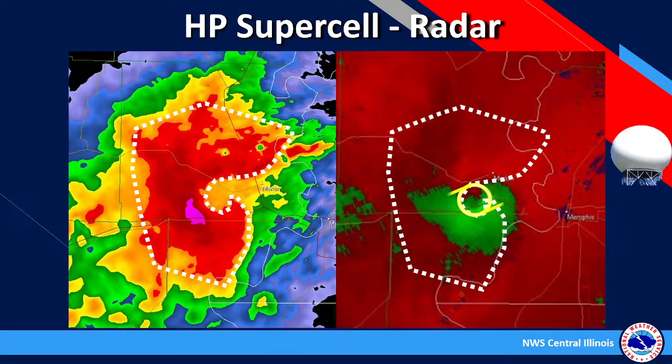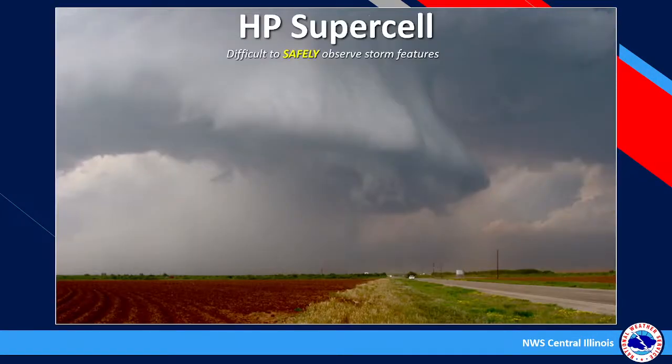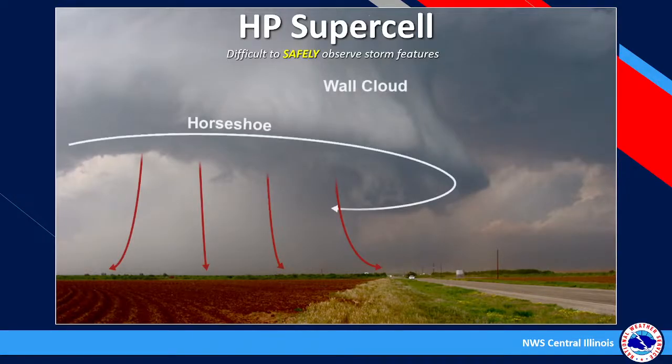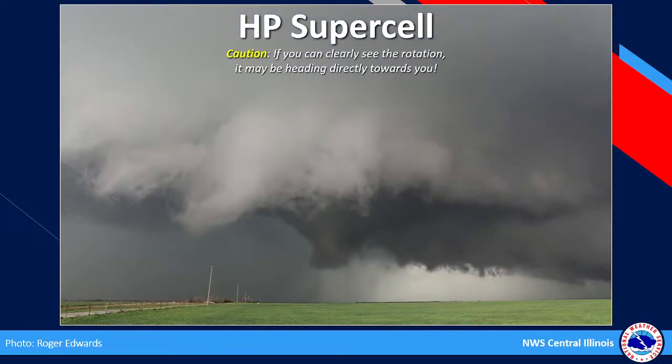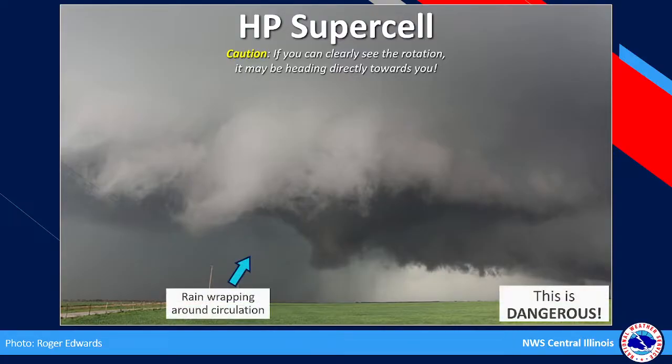High precipitation, or HP supercells, often have a kidney bean shape on radar. The area of rotation is in the notch. With HP supercells, it tends to be hard to pick up critical features without being too close to them. HP supercell cloud bases are often difficult to see unless you are very close or directly in the path of the rotation. This is dangerous and not recommended.